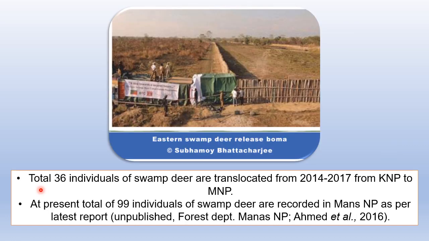So a total number of 36 individuals of swamp deer were translocated from 2014 to 2017 from Kaziranga National Park to Manas National Park. Here you can see the eastern swamp deer release Boma in Manas. And at present, a total of 99 individuals of swamp deer are recorded as per latest report in Manas National Park.